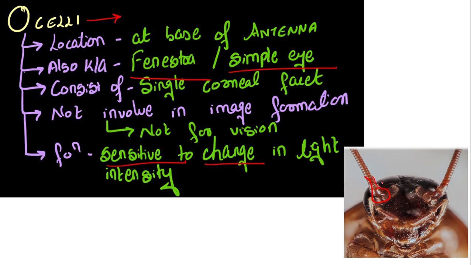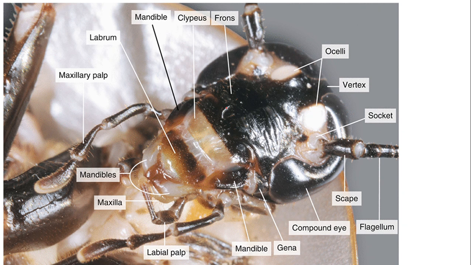So this is your antenna, and this black one is your compound eye. Here you have the simple eye, right? Here in the picture, this one is your ocelli and from here your antenna is coming out, and this one is your compound eye.